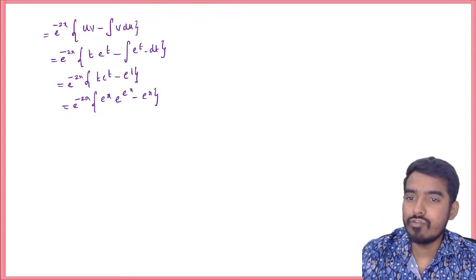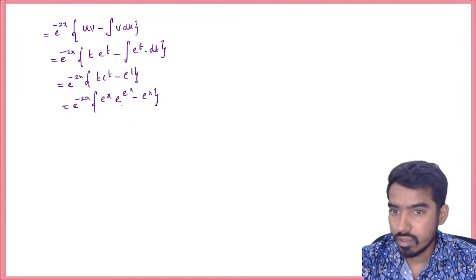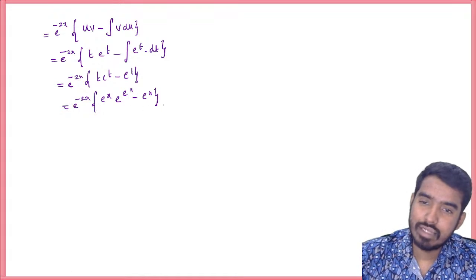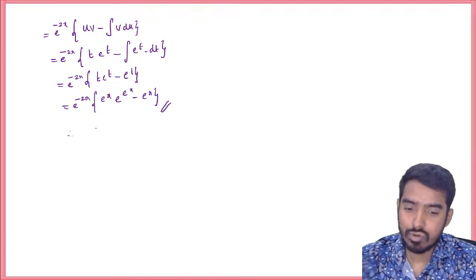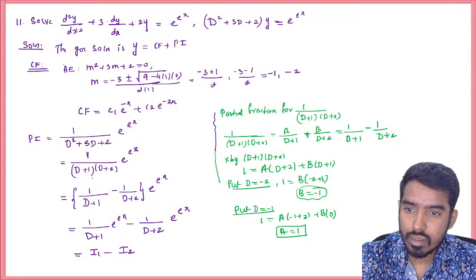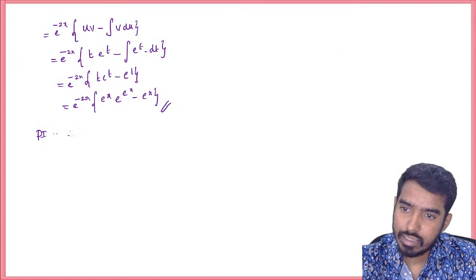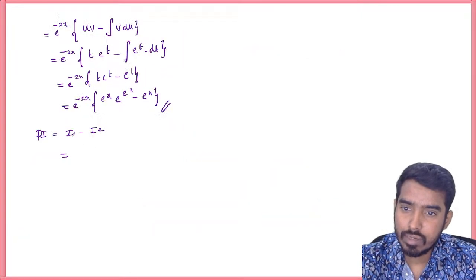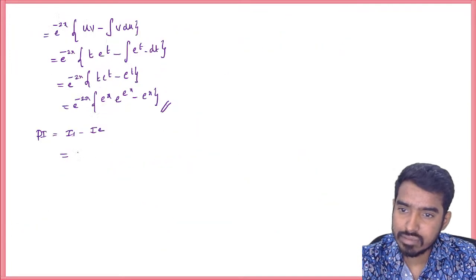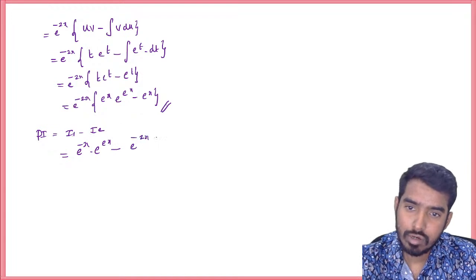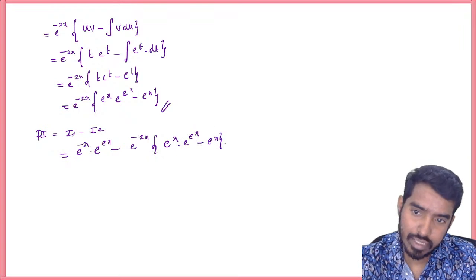This is your value of I1. You can also take e power x outside, so that we will have e power... Okay, no problem, right? Let's take this. This is your I2 value. So therefore, what is your PI? PI is I1 minus I2, right? Partial integral is I1 minus I2. So I1 is this term, right? e power minus x, e power minus x, e power x minus I2, which is e power minus 2x into e power x, minus e power x, right?